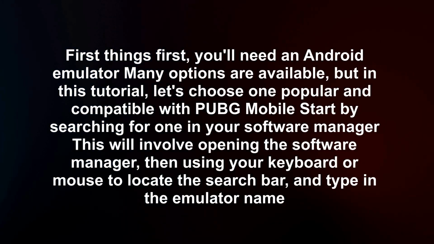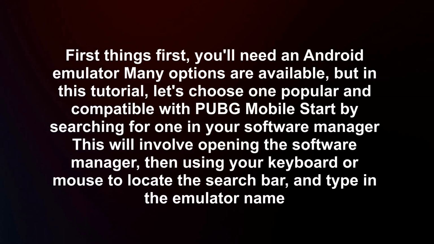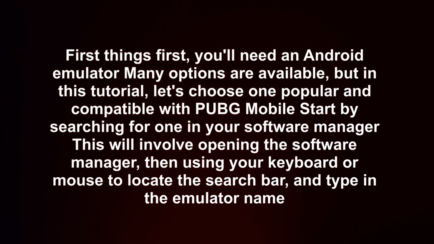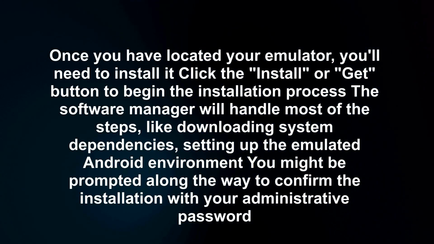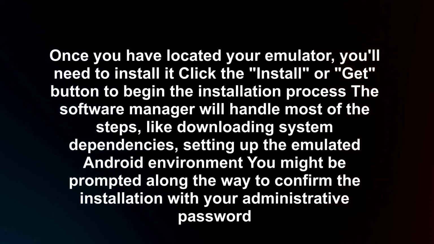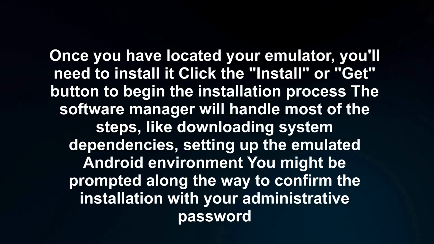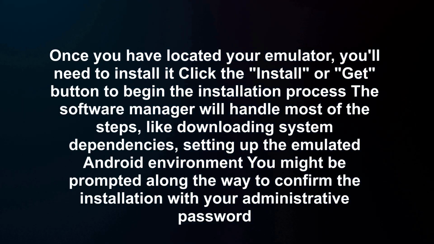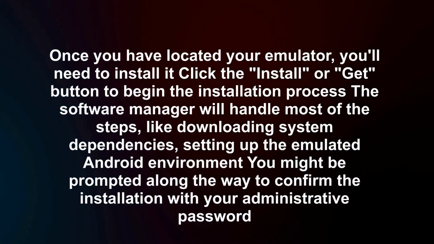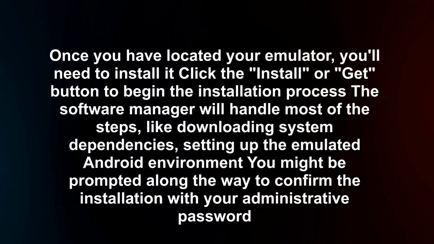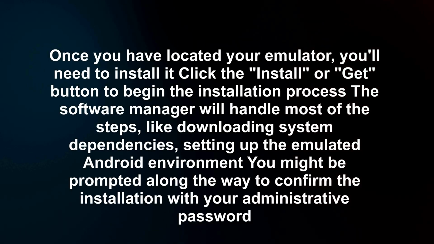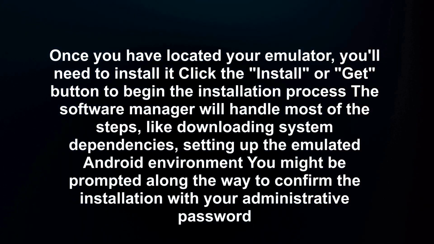This will involve opening the software manager, then using your keyboard or mouse to locate the search bar and type in the emulator name. Once you have located your emulator, you'll need to install it. Click the Install or Get button to begin the installation process. The software manager will handle most of the steps, like downloading system dependencies and setting up the emulated Android environment. You might be prompted along the way to confirm the installation with your administrative password.